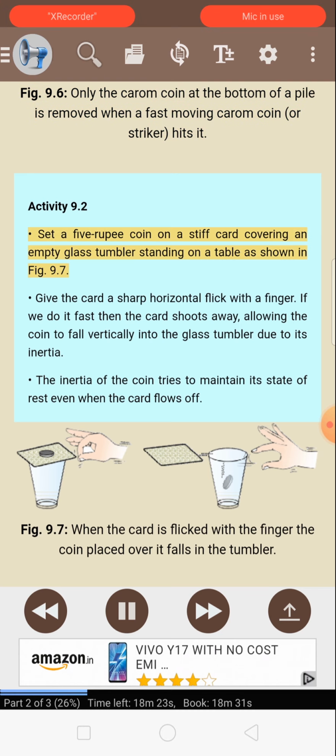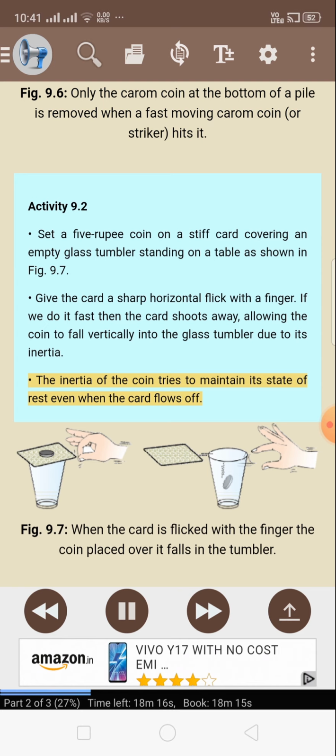Activity 9.2. Set a 5 rupee coin on a stiff card covering an empty glass tumbler standing on a table, as shown in figure 9.7. Give the card a sharp horizontal flick with a finger. If we do it fast, then the card shoots away, allowing the coin to fall vertically into the glass tumbler due to its inertia. The inertia of the coin tries to maintain its state of rest even when the card flies off. Figure 9.7. When the card is flicked with the finger, the coin placed over it falls in the tumbler.